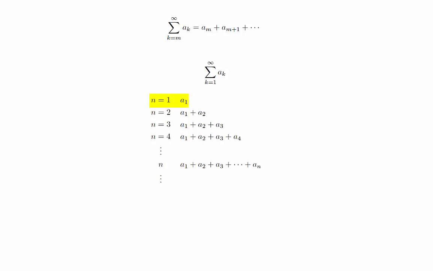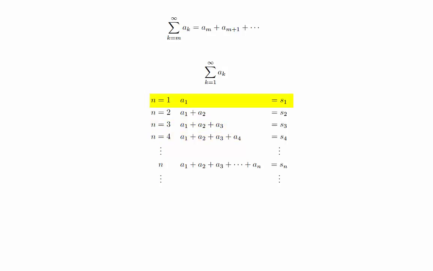Instead of using infinite sums, we'll just use an infinite list of finite sums. This is known as the sequence of partial sums. Consider the sum from k equals 1 to infinity of a sub k. Instead of taking the whole sum at once, we can take the first n terms for different values of n. When n equals 1, we have just a sub 1. When n equals 2, we have a sub 1 plus a sub 2. When n equals 3, we have a sub 1 plus a sub 2 plus a sub 3, and so on.